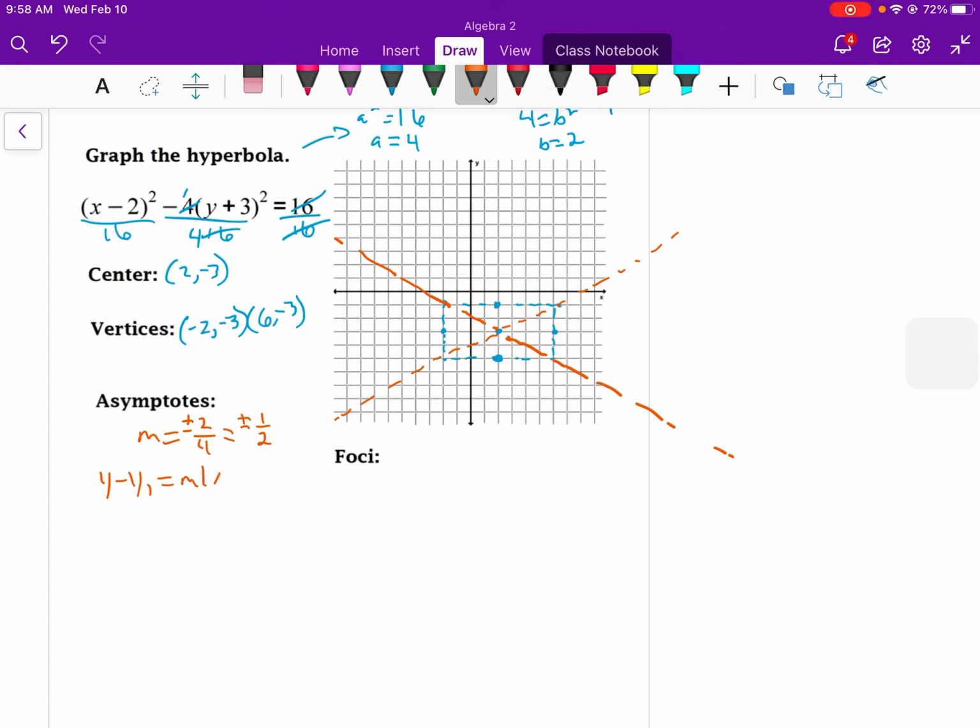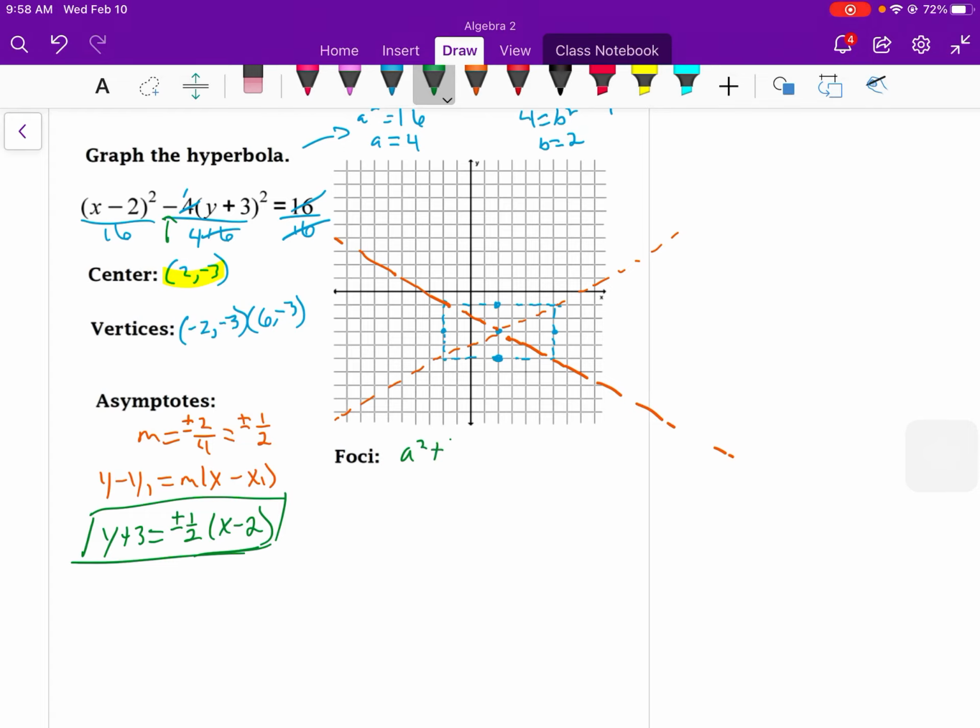And then for the standard form, it's y minus y1 equals m times x minus x1. Our (x1, y1) is a point that both of these lines go through. They both go through the center, so the point we're going to use is the center. So y minus negative 3, because this is our y1, so y plus 3 equals plus or minus one half, and then we have x minus 2. So this would be the standard form for the asymptotes.